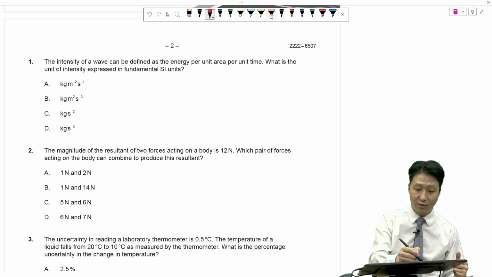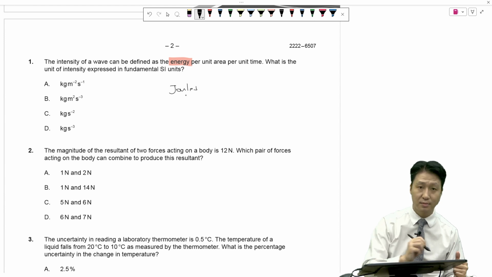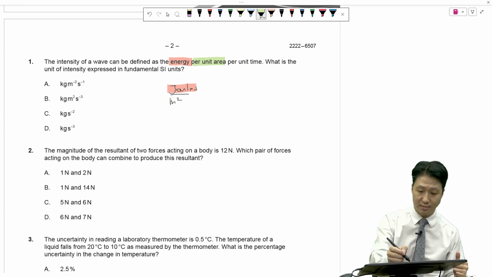So first let's go over the units for energy. Energy would be, of course, represented in joules. Now the fact that it's per unit area means you have to divide this by the units per area. Area is in meters squared. And then you also have to divide it by the unit of time, which is going to be seconds.